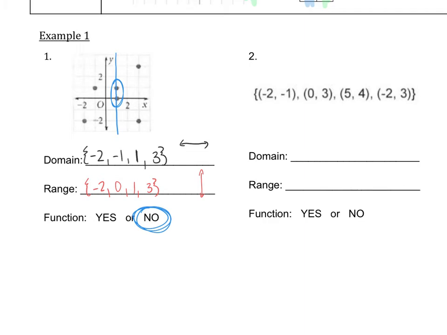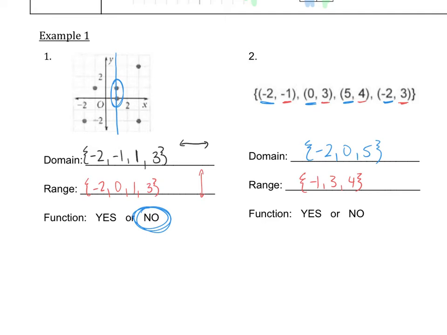Looking at example 2, I'm going to first list my domain and range. Remember, back to our definition, our domain is just going to be our x values. This should be super easy to see. My domain is going to be -2, 0, 5, and I'm not going to list that -2 again because I already have it listed. So that's my domain. My range is going to be all my y values. You only need to list each once. So my range is going to be -1, 3, 4, and that is it. I don't need to list that 3 again.